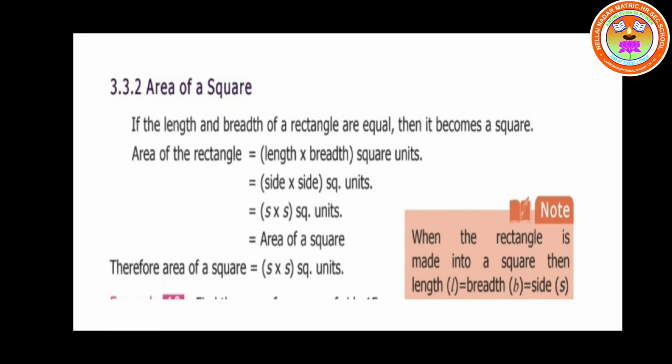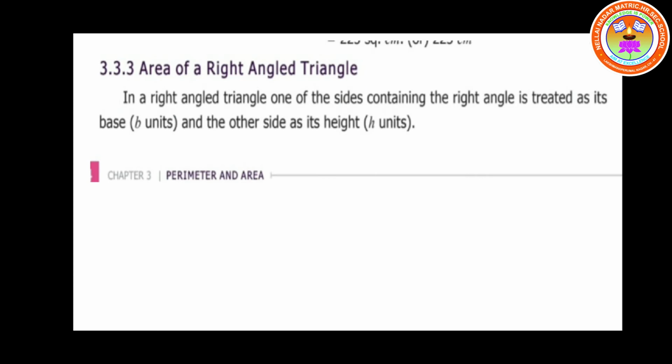Next, the area of a square. If the length and breadth of a rectangle are equal, then it becomes a square. So, the area of a rectangle is equal to length into breadth square units, which in a square is equal to side into side, S into S square units, that is nothing but the area of the square. So when the rectangle is made into a square, then length is equal to breadth is equal to side, which stands for S. So the area of a square is equal to side into side.